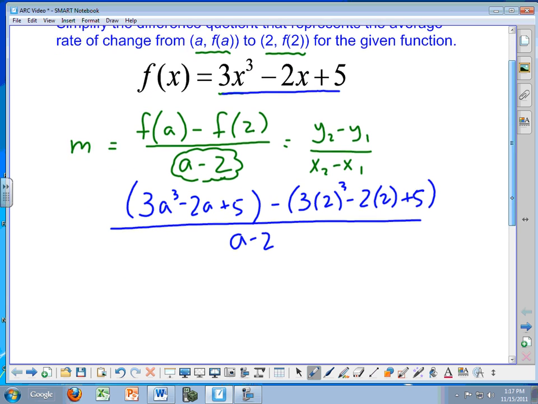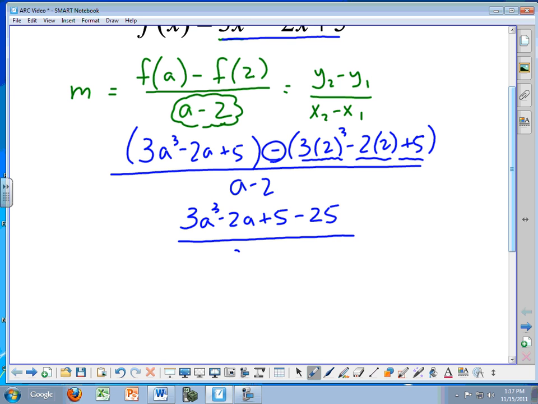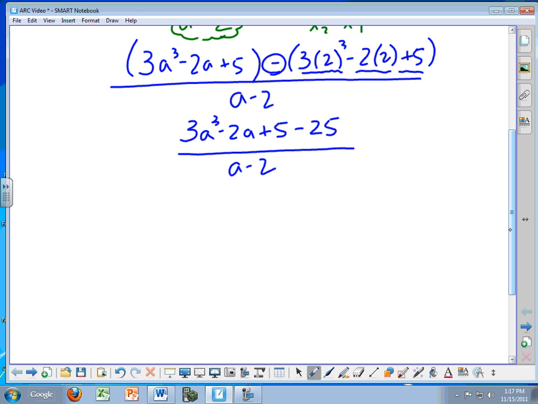So as we start our problem, this is just a matter of computing this. In the end, we end up with 3a cubed minus 2a plus 5. And here we see an 8 times 3, or 24, minus 4, or 20, plus 5, or 25. And I'm subtracting that 25 because of that minus. This is all over a minus 2. To simplify one more step gives us the following cubic in the numerator, 3a cubed minus 2a minus 20, and that's all over a minus 2.